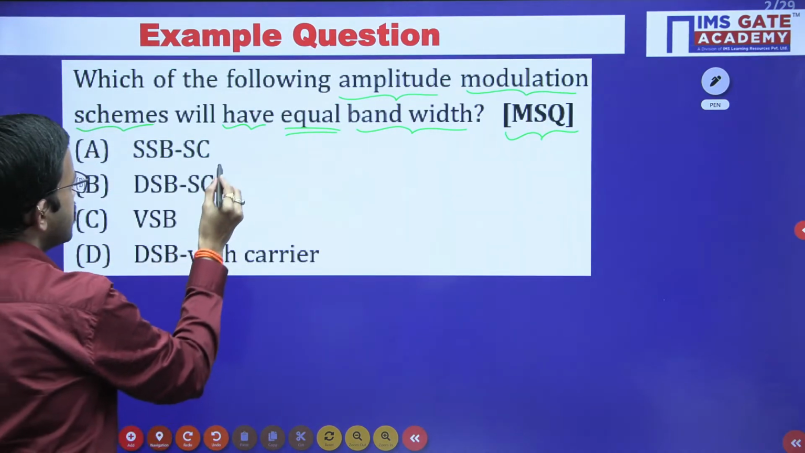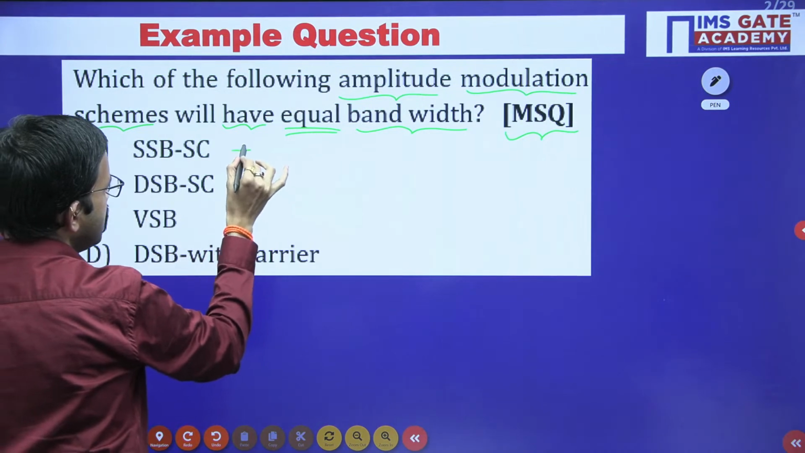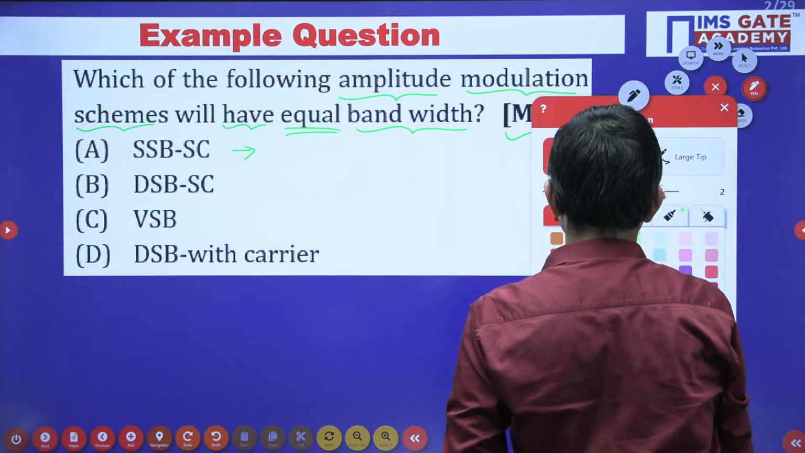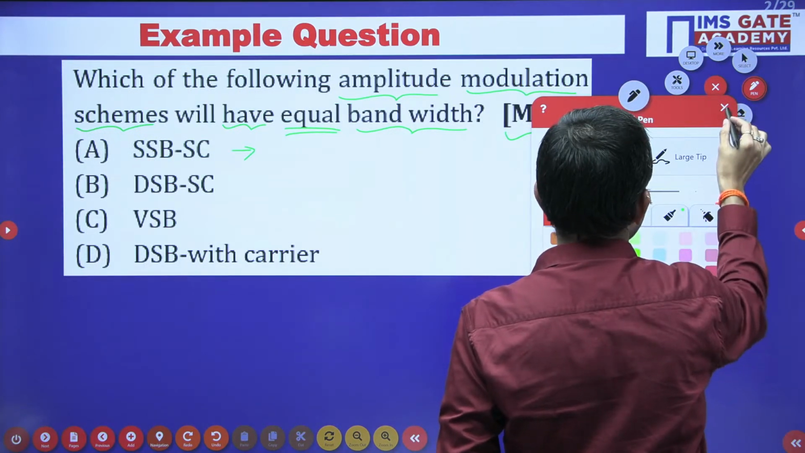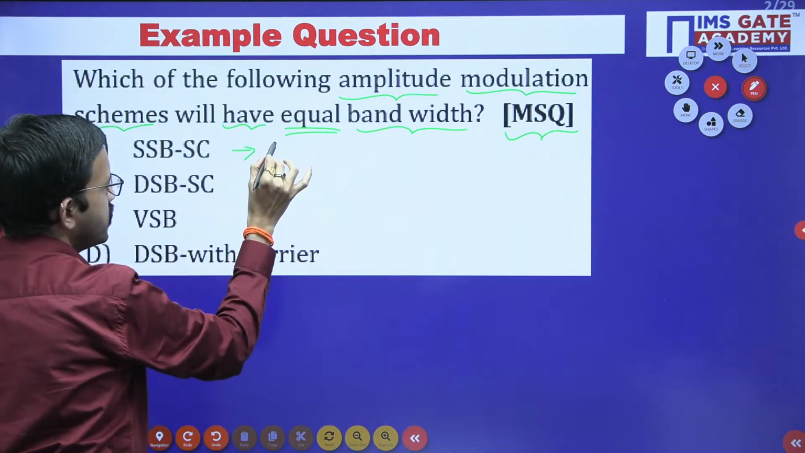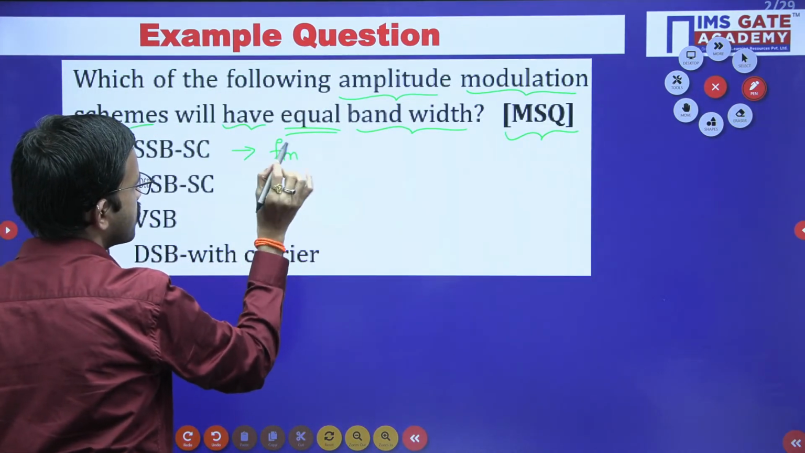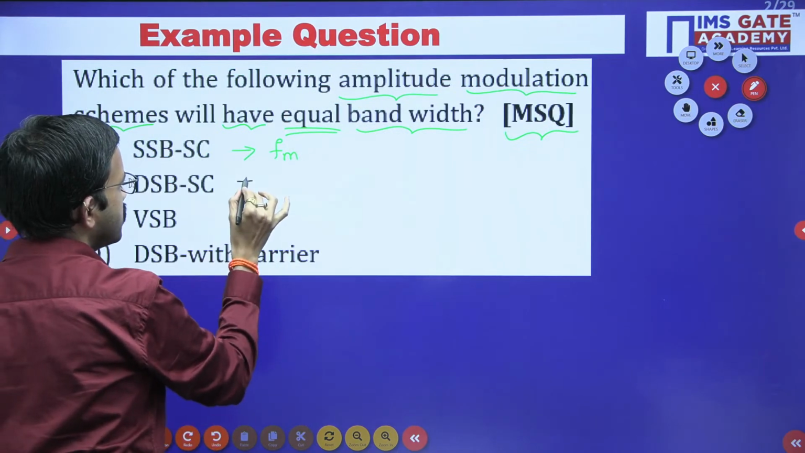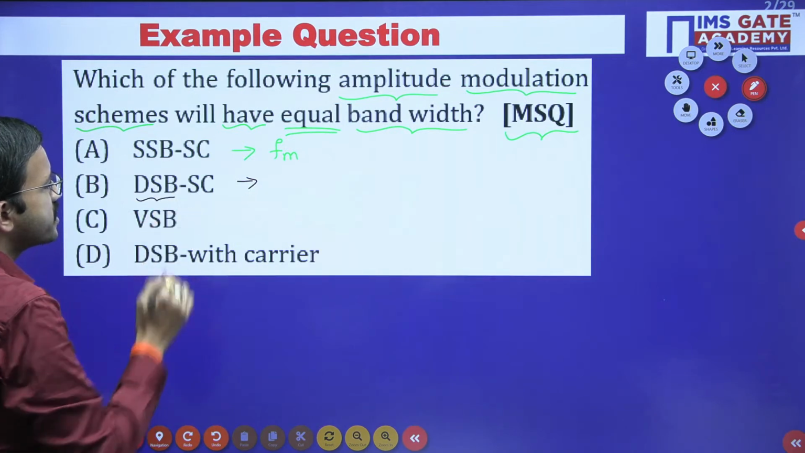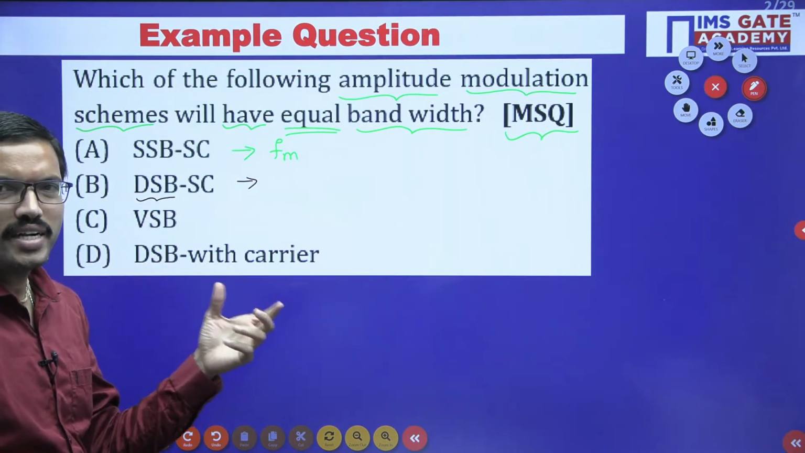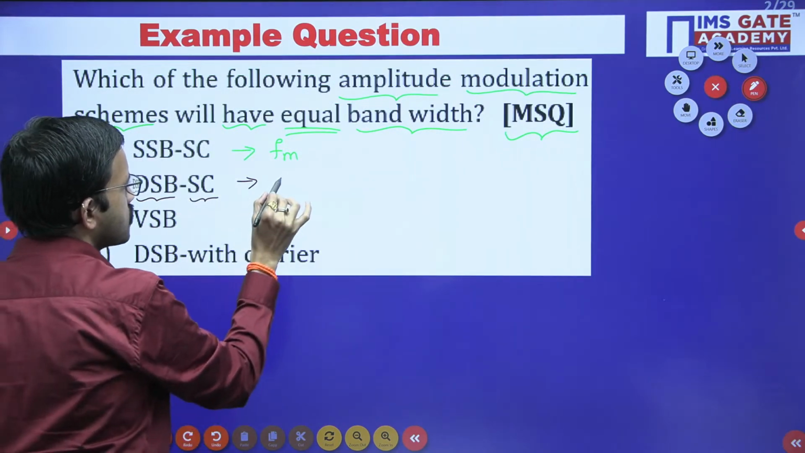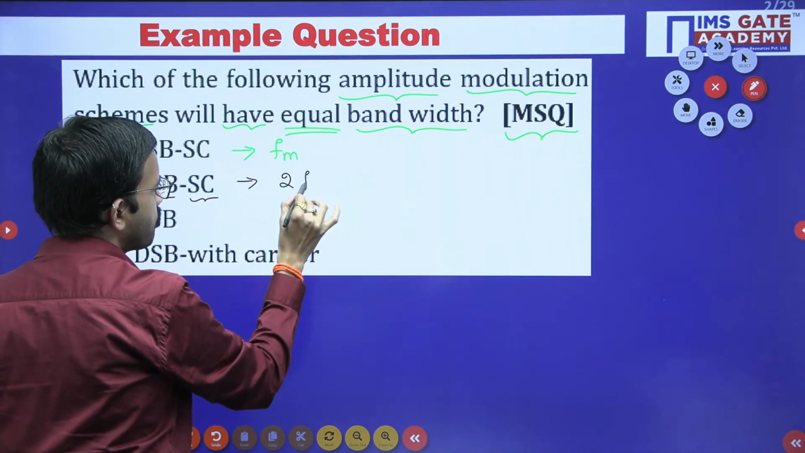Here, SSB-SC. In SSB-SC, we have the bandwidth as FM. Whereas in DSB-SC, we have double sideband. That means we have both the upper sideband and the lower sideband, whereas the carrier is suppressed. So here we have the bandwidth as 2 times FM.